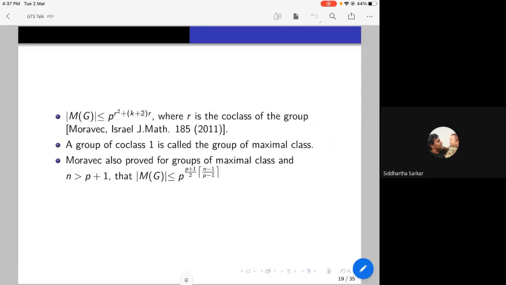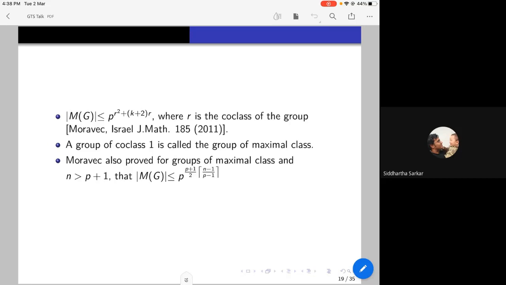Some other bounds in terms of the co-class of the group. The co-class of a finite p-group is defined as follows. Suppose the nilpotency class of the group is c and the order of the group is p to the power n, then n minus c is called the co-class of the group. Moravec proved in 2011 that |M(G)| is less than or equal to p to the power r squared plus k plus 2 into r.